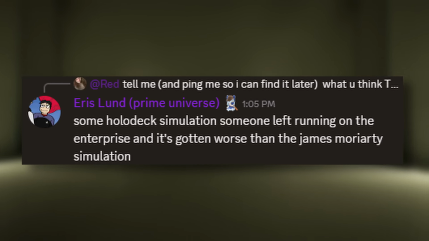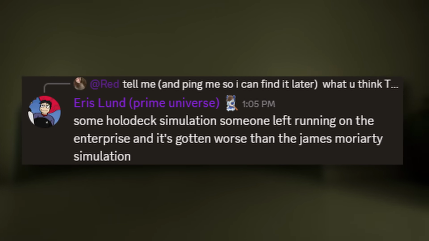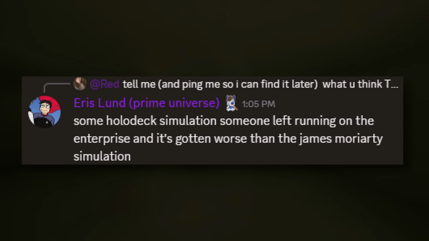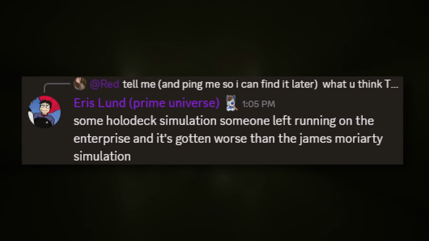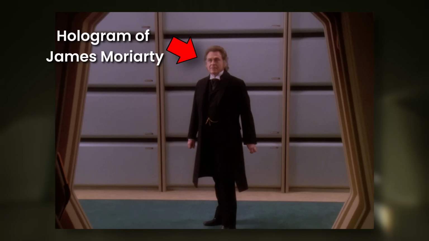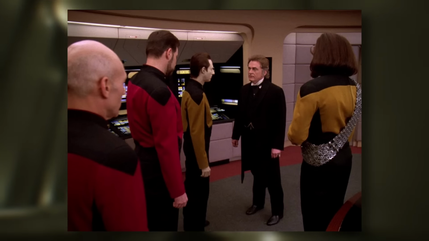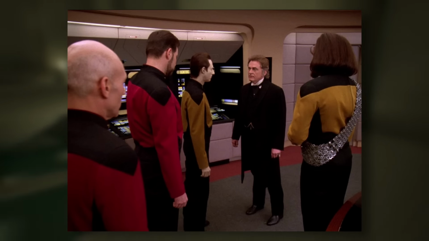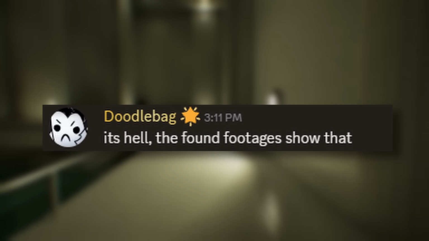Eris compared the complex to a holodeck simulation someone left running on the Enterprise, and it's gotten worse than the James Moriarty simulation. A haunting situation of fooling a hologram into thinking that they had indeed escaped their confinement and were on a journey despite still being locked in the computer. A real ghost in the machine, if you will. Doodlebag was very poignant and simply said that it's hell.